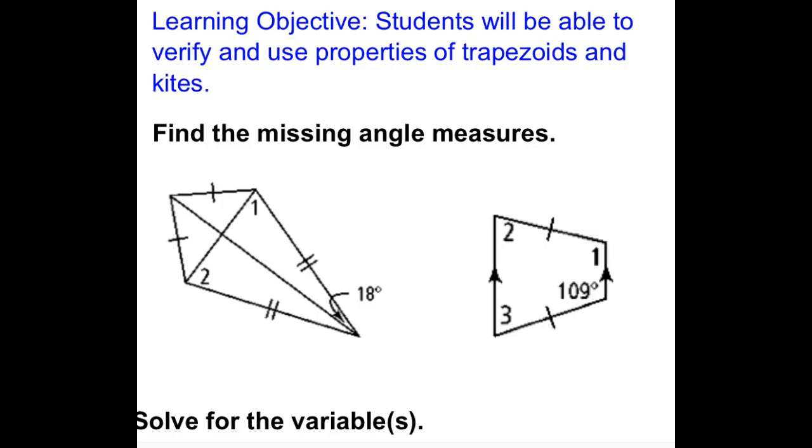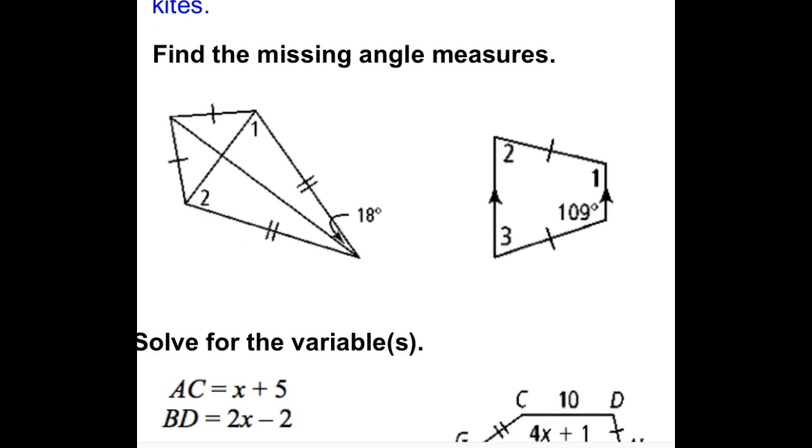So we ended the chapter talking about the coordinate plane a little bit. Right before that, we got into trapezoids and kites, and so that's where we're going to go next. It says, find the missing angle measures. And so we've got 2 problems here. We have a kite on the left and a trapezoid on the right.